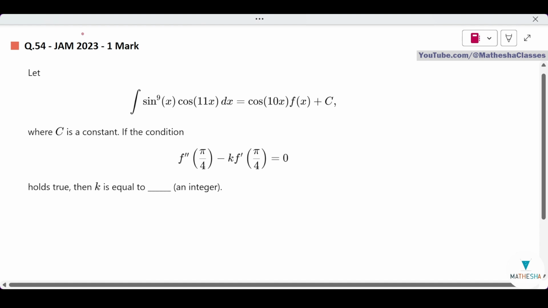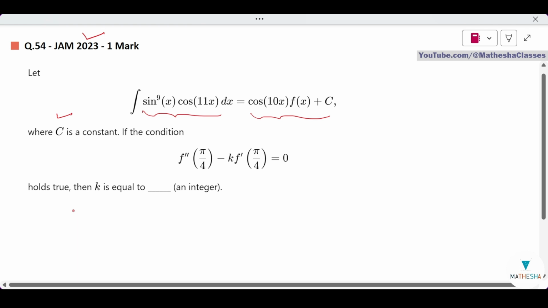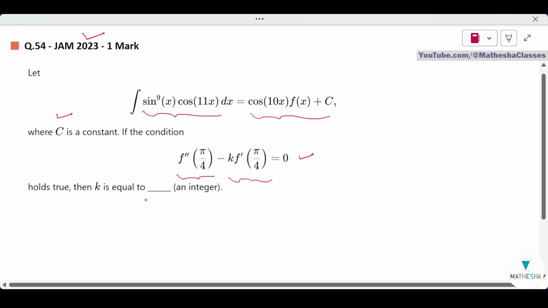It's from JAM 2023. It says let integration sine to the power 9x cos 11x dx can be written in the form cos 10x fx plus c, where c is a constant. If the condition f double dash pi by 4 minus k f dash pi by 4 is equal to 0, then k is equal to what? Find the value in integer.